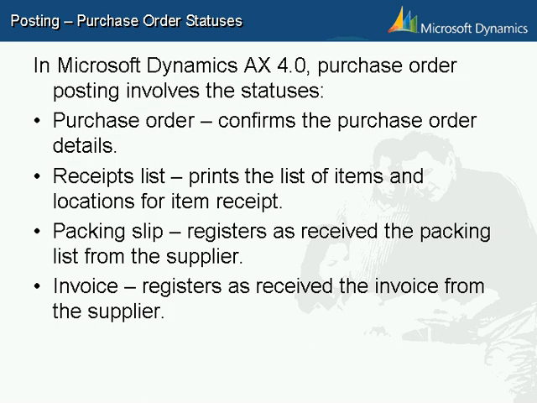In Microsoft Dynamics AX4, purchase order posting involves the statuses. Purchase order confirms the purchase order details. So purchase order has four status: purchase order that confirms the purchase order details, receipt list, print the list of the items and allocation for item receipt, packing slip registers as receipt the packing list from the supplier. Invoice registers as receipt the invoice from the supplier.